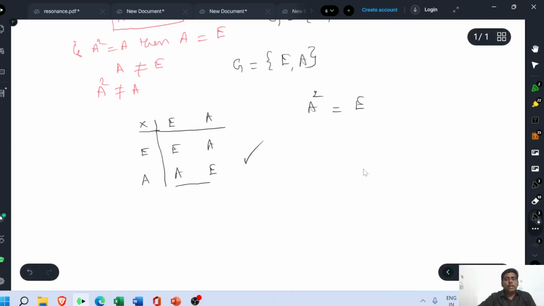Therefore, the group of order 2 is always cyclic. All the cyclic groups are abelian in nature. This group is also abelian because the elements are subjected to the commutation rule. A into E equal to E into A.